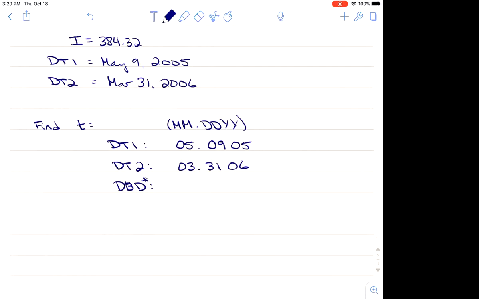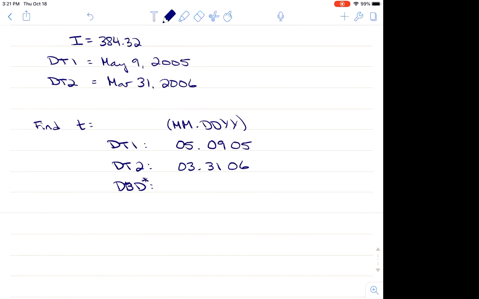If you tried to enter 05 again, it would complain, right? Date 1 has to be before date 2. So use the down arrow button to scroll down to date 2, and now you can enter date 2. So 03.3106, enter.